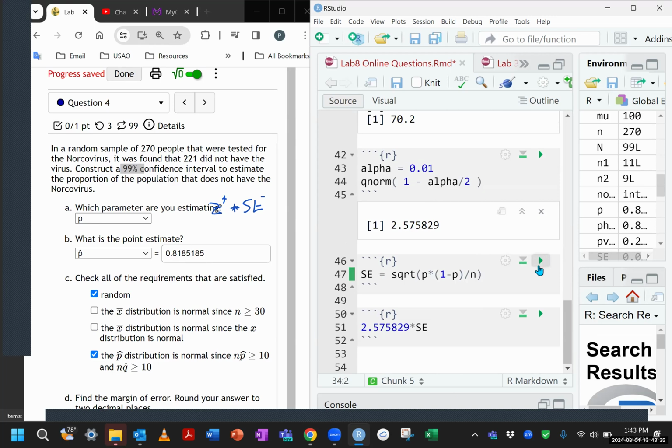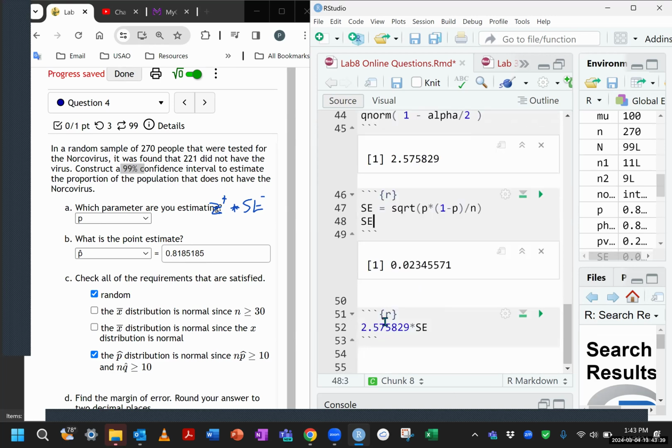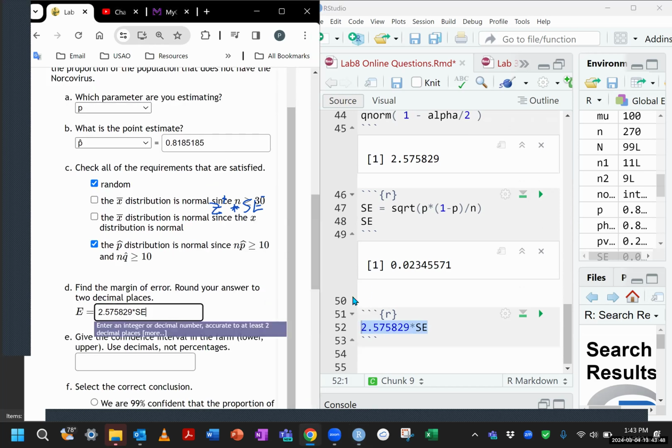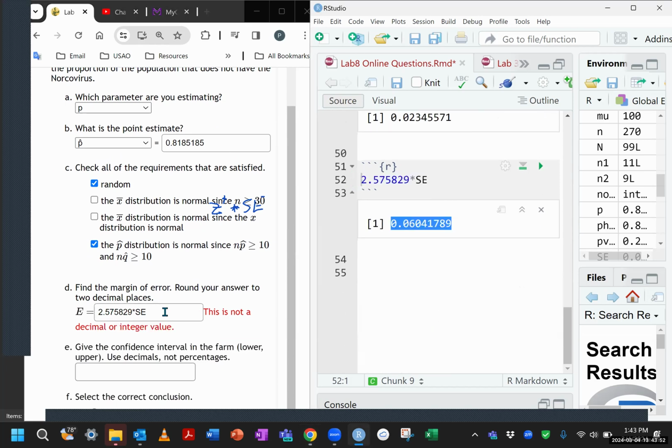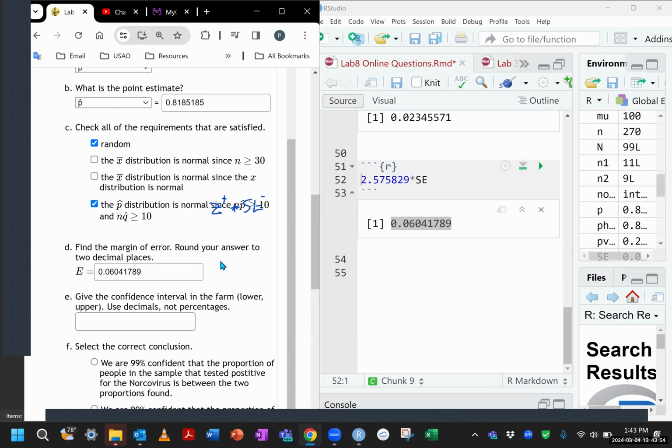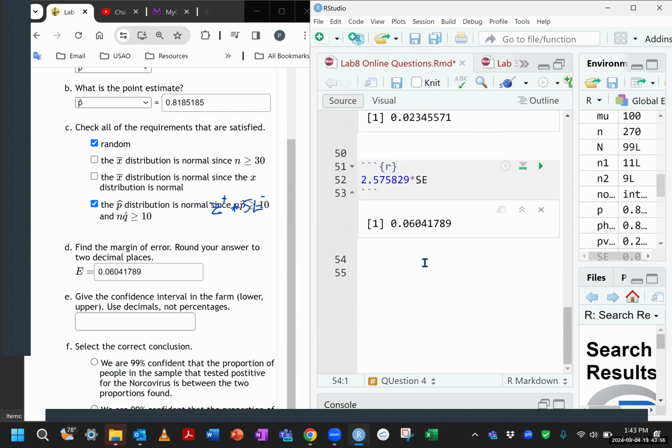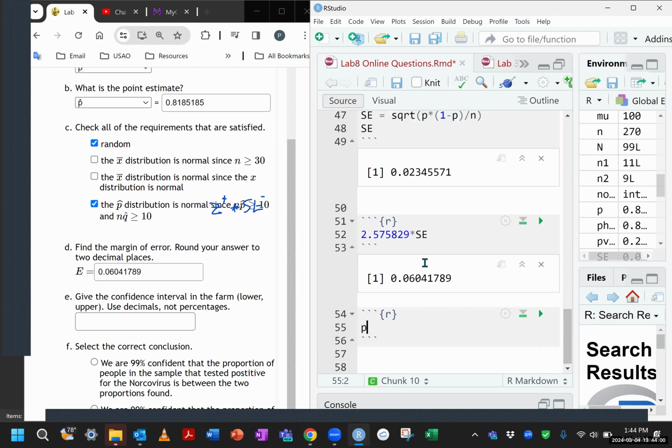So now that my SE is good, you can check that. My z star will be how many standard deviations I go to the right: 2.58 about. So that's my margin of error. Whoops, not that. That value. And then the confidence interval is just p hat plus that and p hat minus that. So p plus that and p minus that.